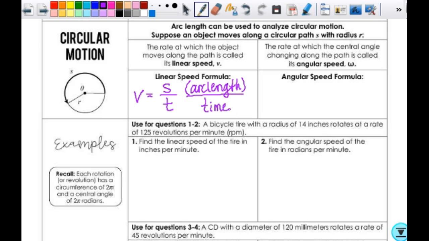It's distance over time, right? And your arc length here is just your distance. Miles per hour, whatever. It's your velocity. Your angular speed, now when you write this, it's a lowercase w, but it's a lowercase cursive, not really even cursive. It's like a puffed up w.